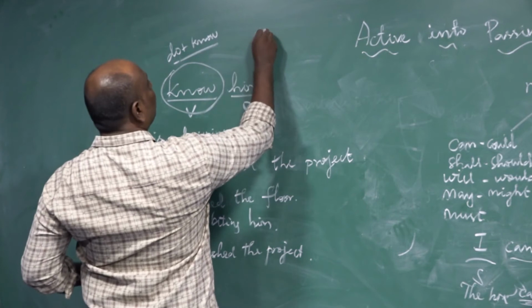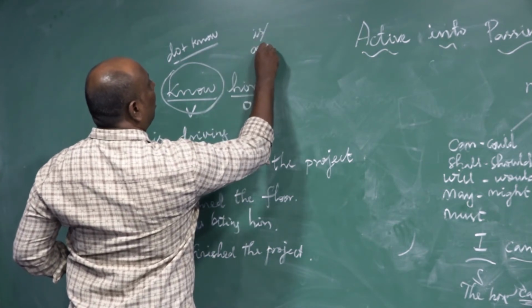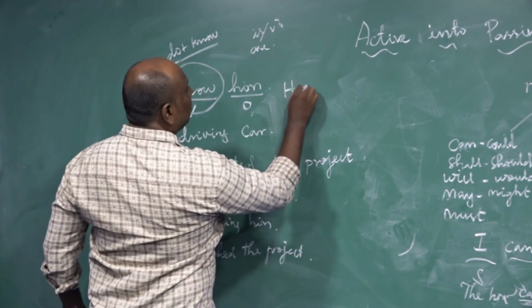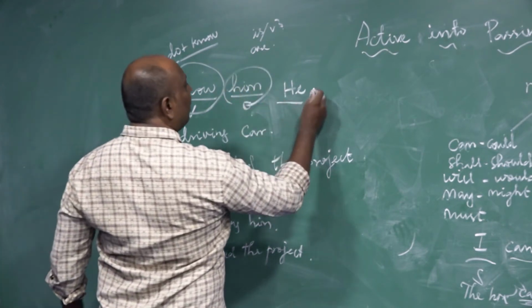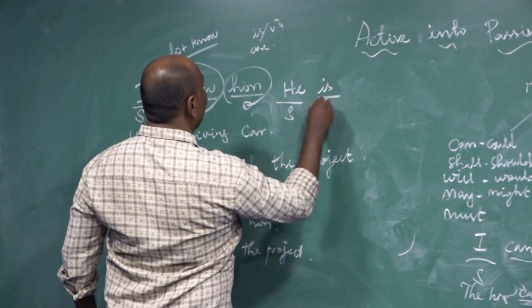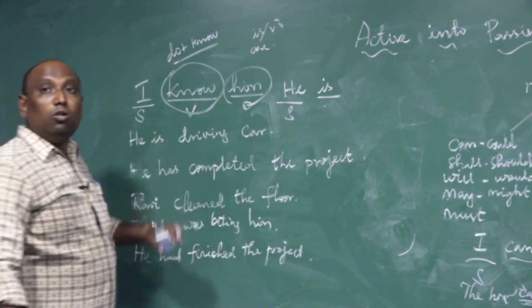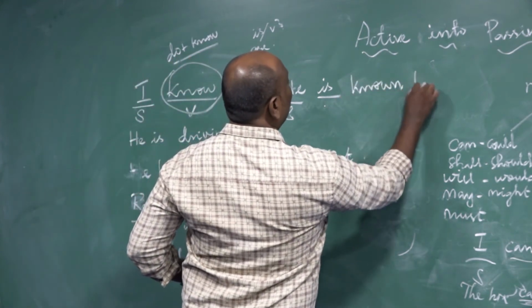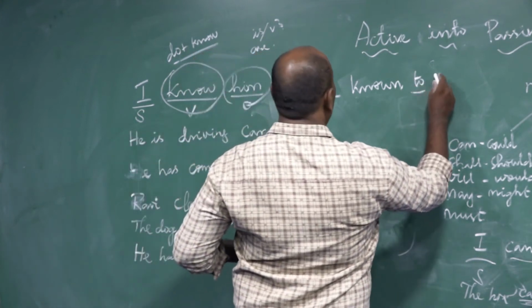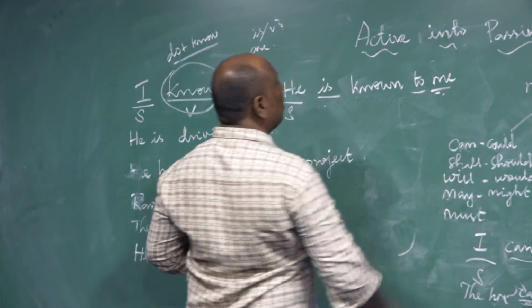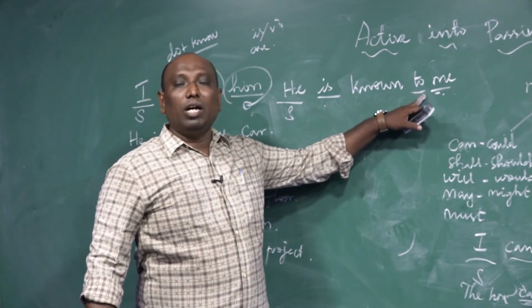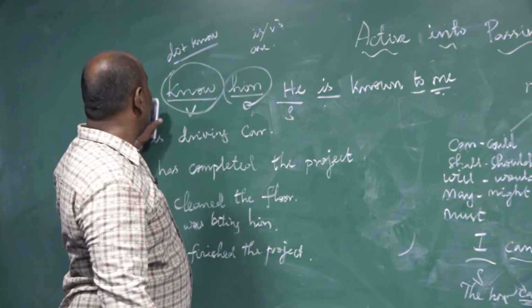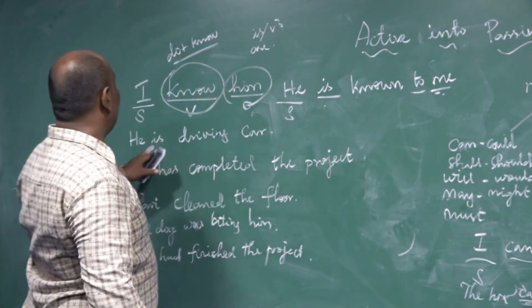For passive, what is required is is or am plus verb third form. So the object will come in the place. So him will change to he, and for a singular subject we have to write is. What is the third form for know? Know, knew, known. We have to write known. Known, it's very different. Known to me. We cannot write by here. This is a little bit different. We have to go with to me. We cannot use by. He is known to me. I will change it into me.